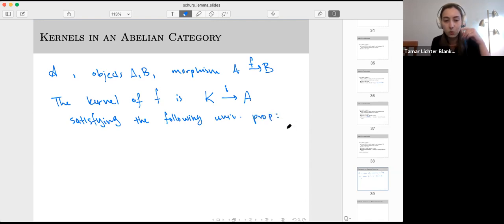And I encourage you, while I'm saying this universal property, to check it in your head with the usual notion of kernel that you know from the more familiar stuff you've been working with, to see that it's compatible. So here's what you do.